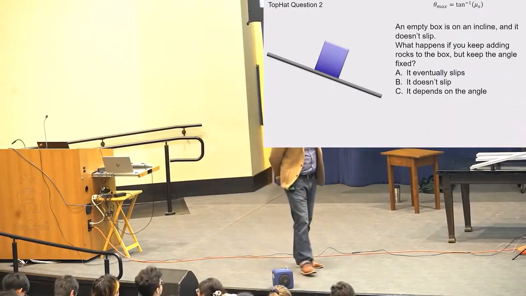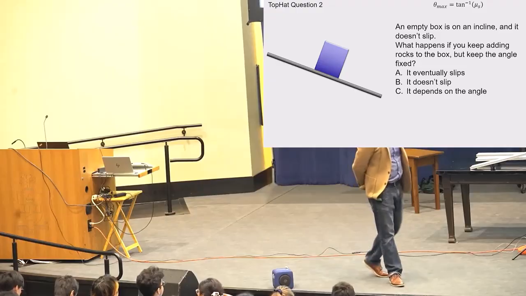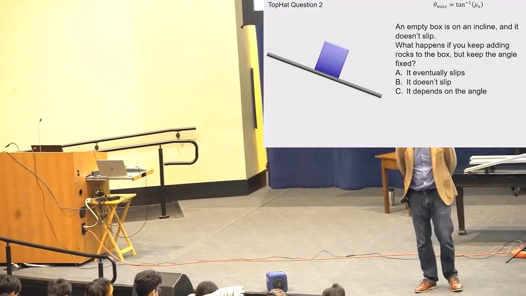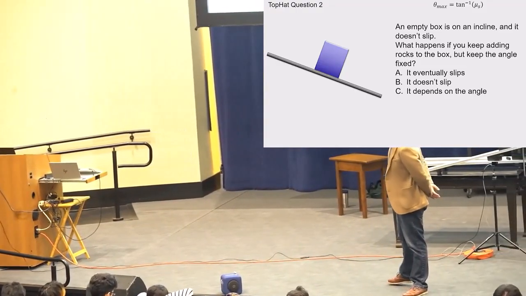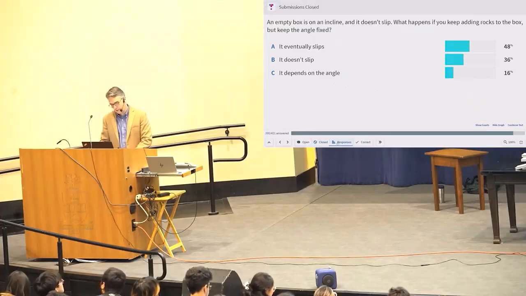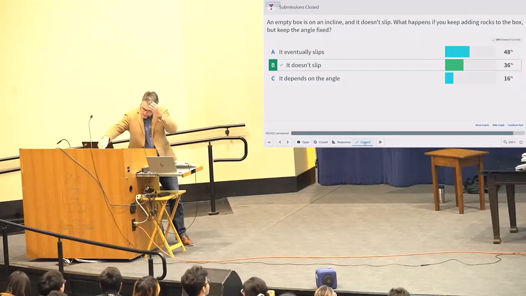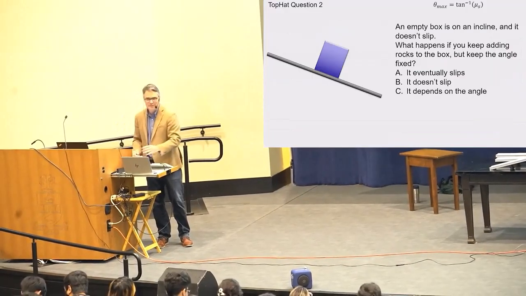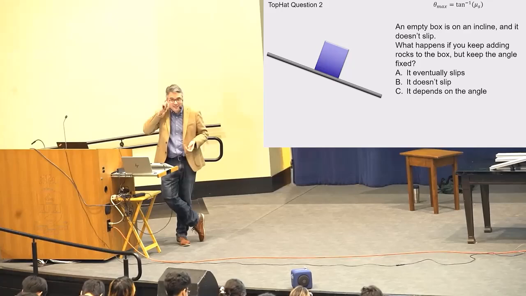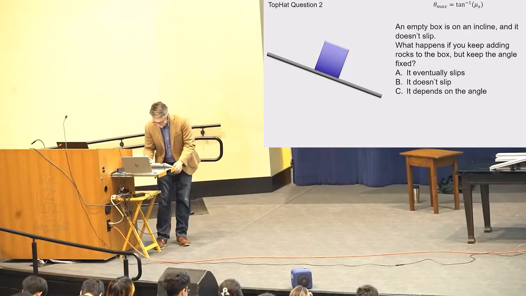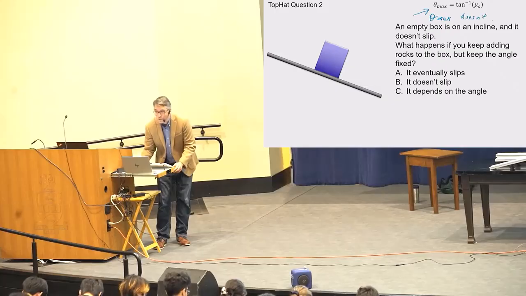An empty box is on an incline and it doesn't slip. It was a box full of rocks, what if you add more to the box? It eventually slips, doesn't slip, or it depends on the angle. So what I was looking for is that it doesn't depend on mass. Who voted that it eventually slips? I mean, eventually, I guess, if you added enough rocks, maybe the whole surface would break or something like that. Theta max doesn't depend on mass. So if it was good for one mass, it'll be good for another mass.